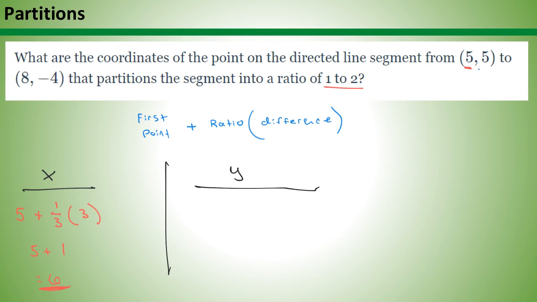Now the y value, we start at 5. So 5 plus ratio is still 1/3. If going from 5 to negative 4, you're actually going down this time. So you're going to have a negative 9. That's our distance from 5 to negative 4. So 5, 1/3 times negative 9 is going to be a negative 3. 5 minus 3 is going to be 2. So our coordinates here are going to be 6, 2.